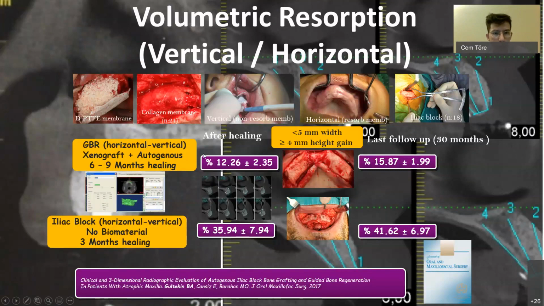So after the healing periods, after the longer healing period, the GBR bone was resorbed at a percentage of 12%. And just after 3 months, the iliac block has disappeared by 35%. And at the last follow-up of 30 months, the GBR is staying stable at just 15% of bone resorption, and the iliac block is at 41%. And as you can see by the standard deviation numbers, it's also less predictable how much more you will be losing with the iliac block.